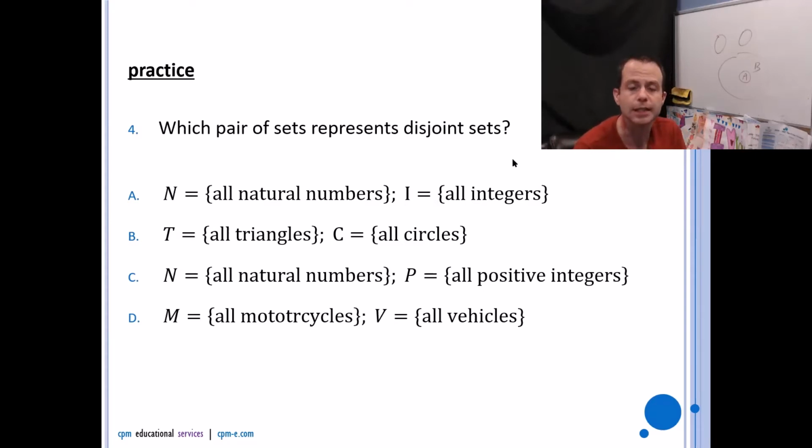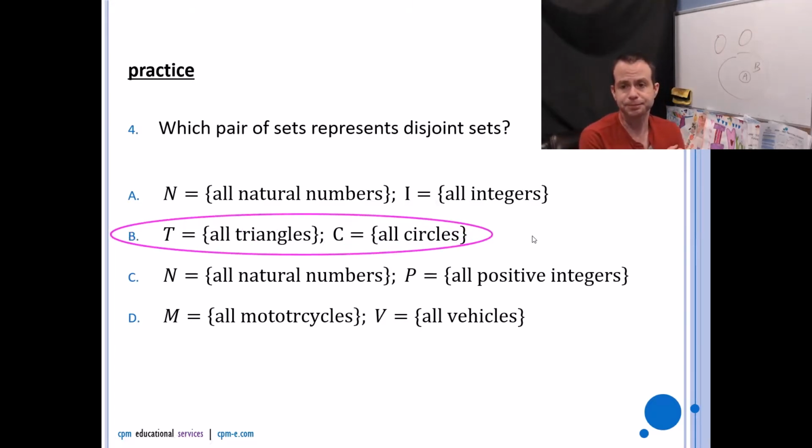But let's look at C and D. C is N is all natural numbers and P is all positive integers. All natural numbers are positive, so they're all overlapping. And then for D, M is all motorcycles and V is all vehicles. Well, all motorcycles are vehicles, so those aren't disjoint either. So the answer has to be B. Okay.